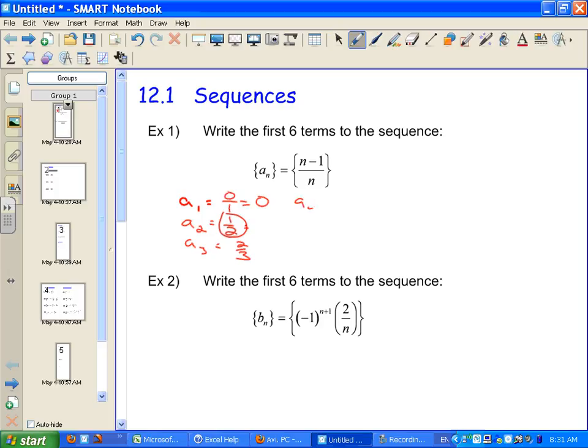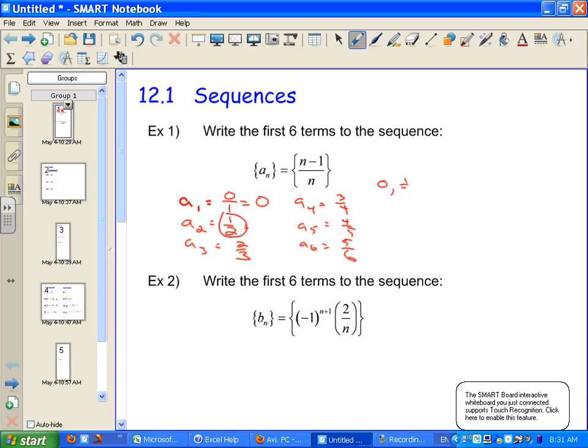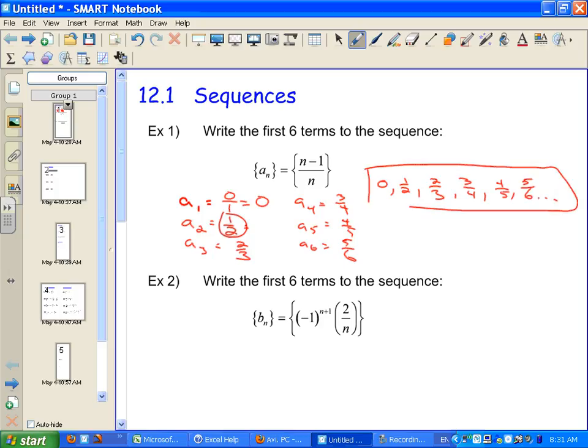A sub 4 is 3/4. A sub 5, 4/5. A sub 6, 5/6. So my first 6 terms will be 0, 1 half, 2/3, 3/4, 4/5, 5/6. If I had to keep going, I just put the triple dots. That just means that pattern is going to continue.